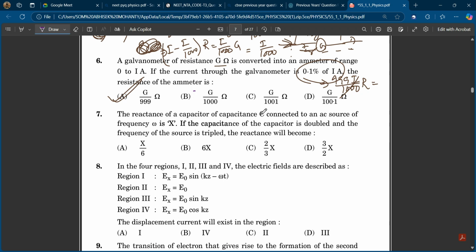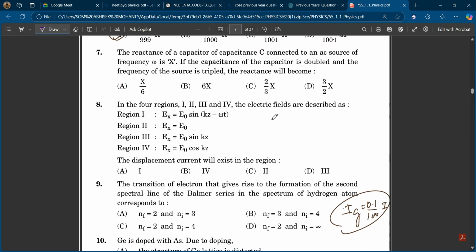Reactance of a capacitor of capacitance C connected to an AC source of angular frequency omega is X. So the reactance Xc is given as X. If the capacitance of the capacitor is doubled, so Xc we know is 1 by omega C, correct? Capacitance is doubled, so C dash is equal to 2C. The frequency of the source is tripled. So omega is your angular frequency, omega is equal to 2 pi f, correct? So if frequency is tripled, omega will also be tripled. So omega dash is equal to 3 omega.